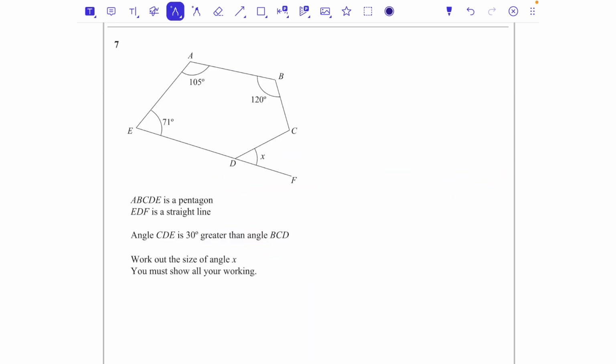Question number 7. ABCDE is a pentagon. EDF is a straight line.